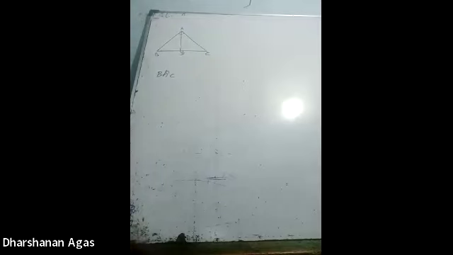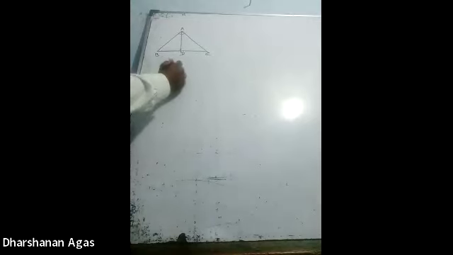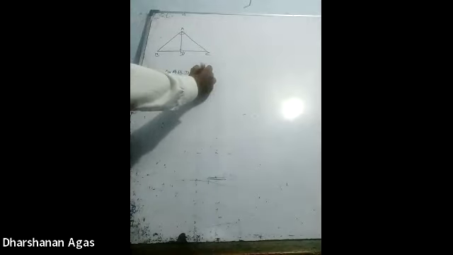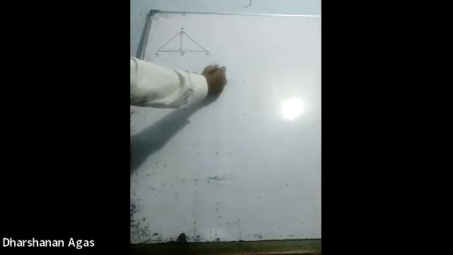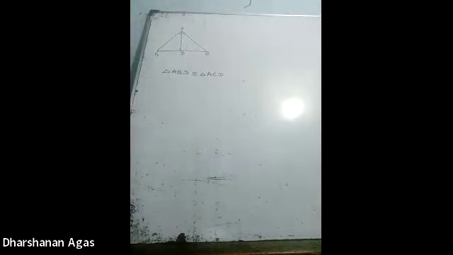Show that triangle ABD is congruent to triangle ACD. Show that triangle ABD congruent to triangle ACD. Which case? According to the second case, angle-angle-side or side-angle, whatever it is. Right? Now the last one I explained that way.